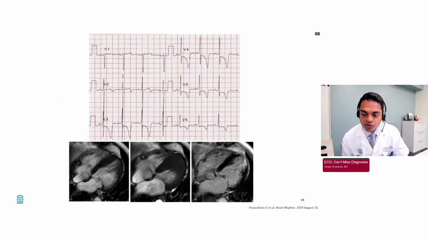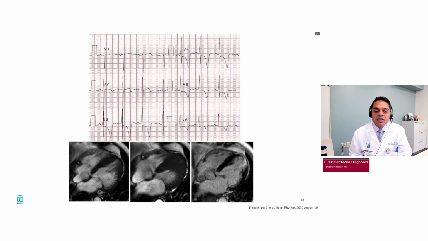And so here's a case report from the Heart Rhythm Journal of a patient with MRI images below and the ECG above, where you see this spade-like pattern in the hypertrophy, such that you almost have complete apical cavity obliteration during systole.